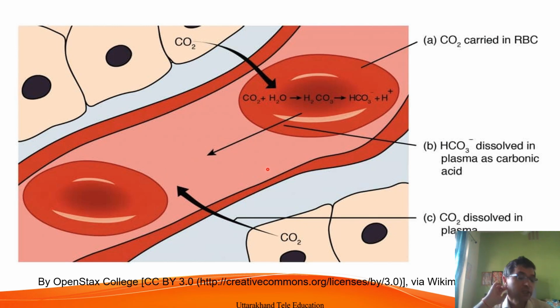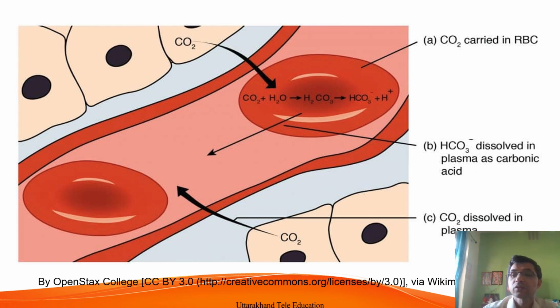This is the carbon dioxide transport. 7% of carbon dioxide is transported through the process of diffusion. 23% is transported by binding with the hemoglobin molecules, and the rest, 70%, is transported through the chloride shift.